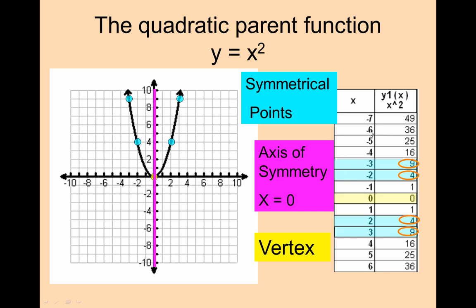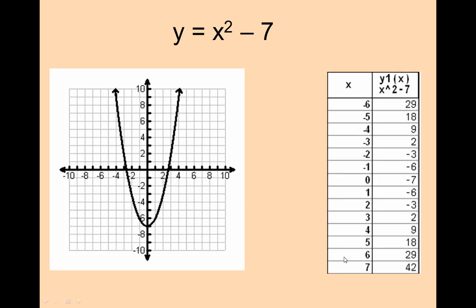Now, some people, what I found yesterday, when I asked people to tell me the symmetrical point for negative 6, 36, they did not look to see for the same y value. They just assumed that if this was negative 6, the other x number is positive 6. That is not always the case, and we'll see that in just a second.